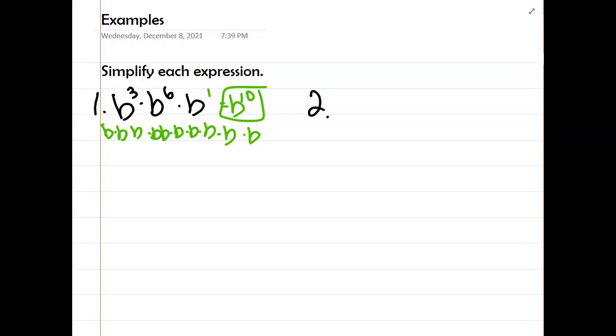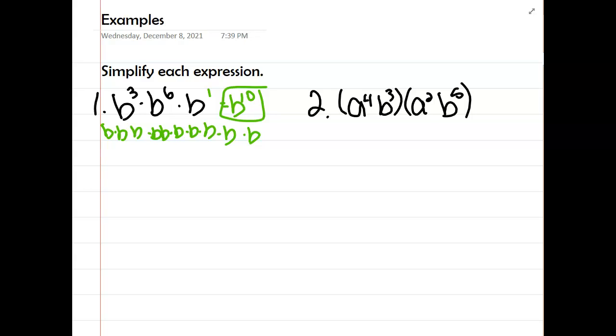Number 2 says in parentheses a to the 4th, b cubed, and then in the second set of parentheses, a squared, b to the 5th. Okay, now, I think what happens in a lot of these, they look more confusing than they are because there's parentheses. We're not sure what exactly we're supposed to be doing here.